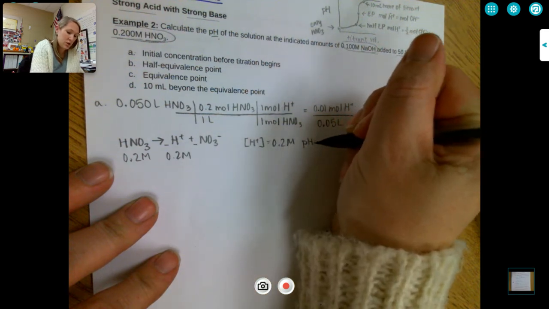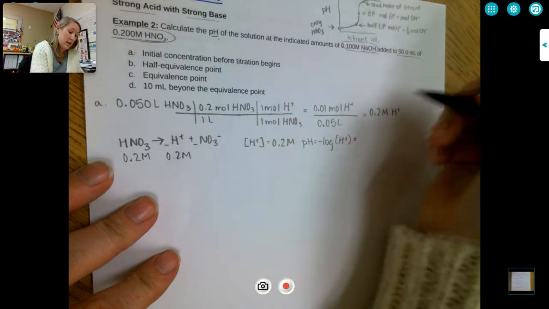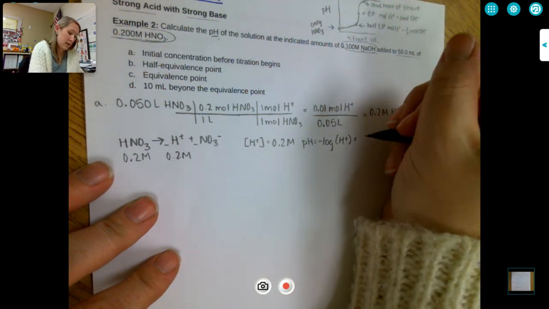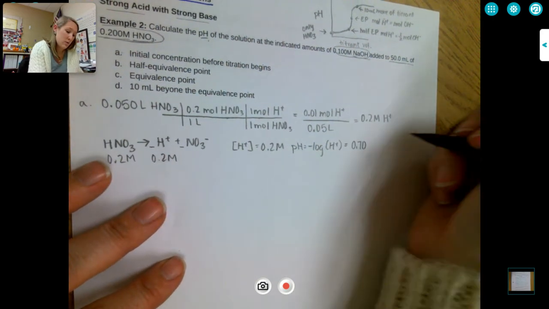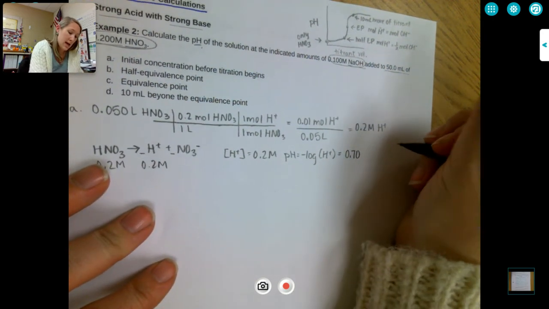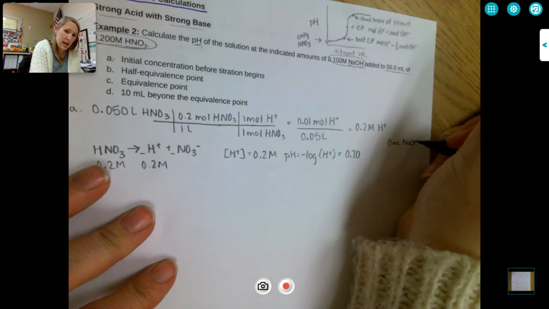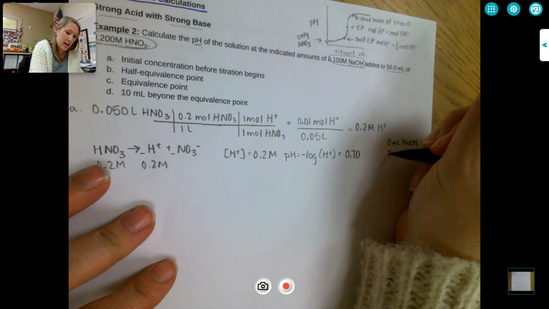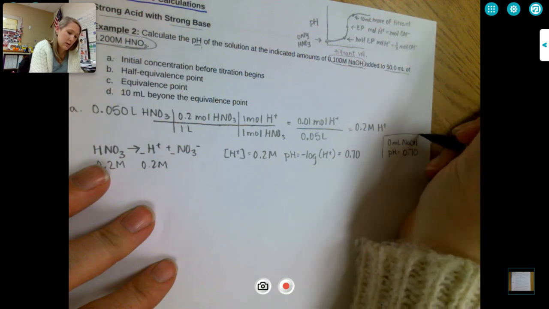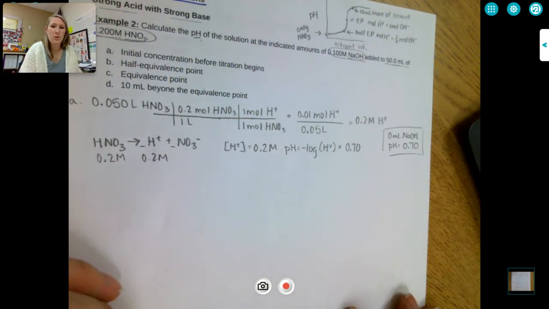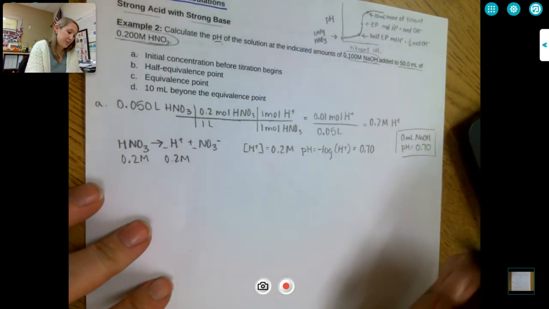My pH is equal to the negative log of my hydrogen ion concentration. And so that gets me a pH of 0.70. So right now, in situation A, I have 0 milliliters of sodium hydroxide added, and I have a pH equal to 0.70. So this is my first point in time of A. So this would be where I start here.